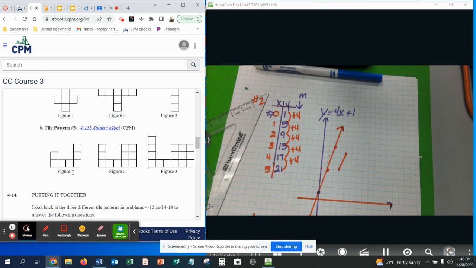Oh, that's weird. I have more than one of these. If you take a look at this, check this out. Because they have the same slope, they're parallel. They will never, yes, what?